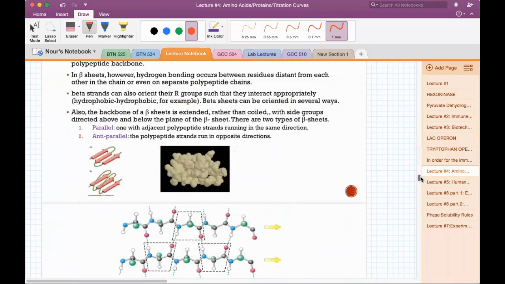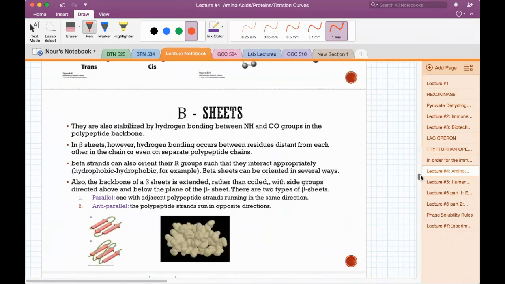These aren't mine, so I'm not going to go over that. Just know that beta sheets can appear parallel or anti-parallel. They're more often parallel from what I've seen. They're stabilized by the same bonds. You find proline kind of involved in beta sheets, but it makes them more rigid.